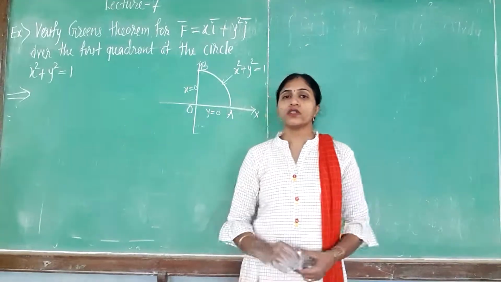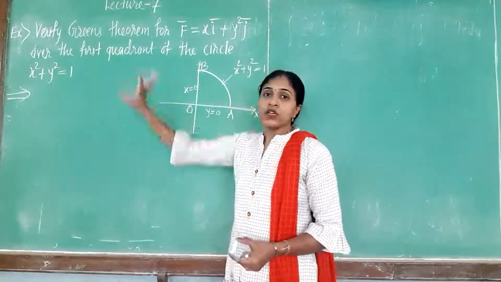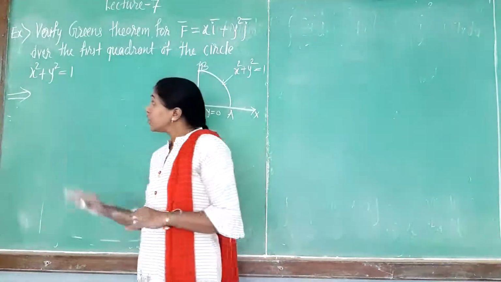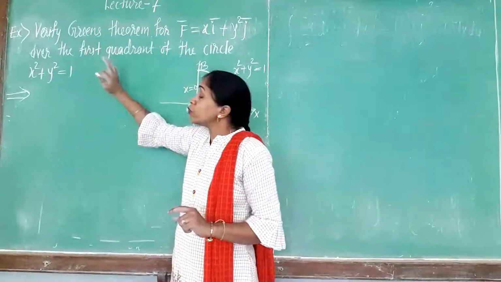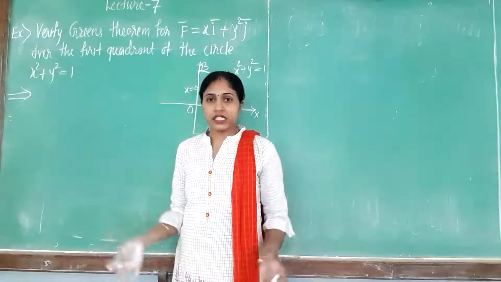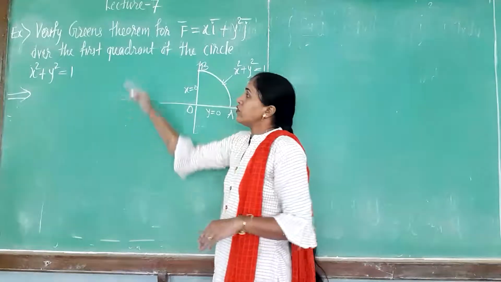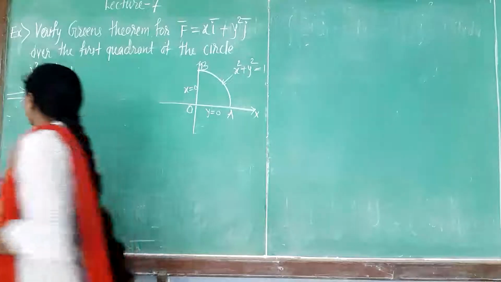Today we are going to see some examples on Green's theorem, based on verification of Green's theorem. Verification means we want to prove Green's theorem. Already Green's theorem is proved, but still we have doubt. That's why we are trying to verify this Green's theorem. Now what is Green's theorem?